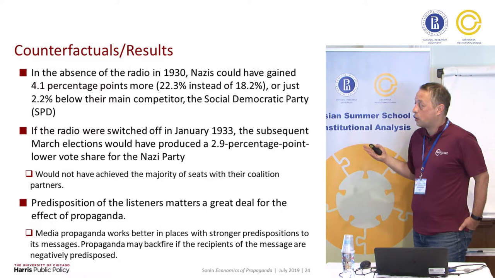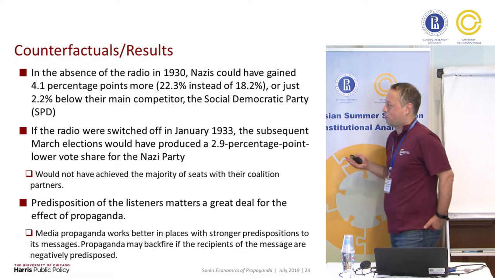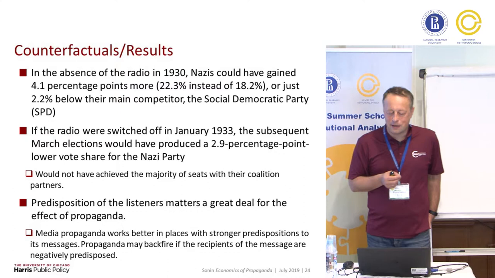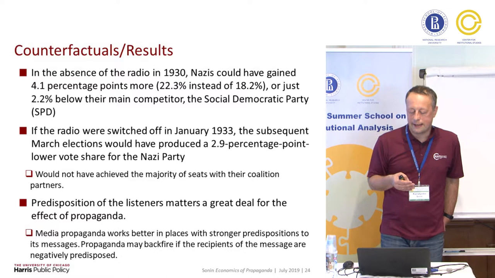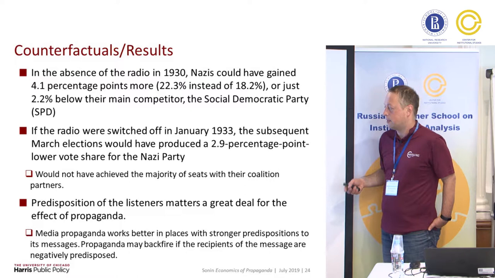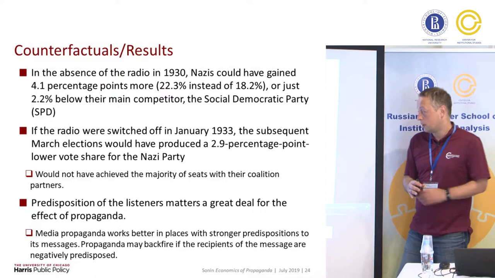And the result that we got was that if Nazis had had access to radio, they would have got about 4 percentage points more in the elections of 1930. If they wouldn't have had this access when Adolf Hitler became chancellor, then the subsequent elections would result in a 3 percentage point lower vote share for the Nazi party. So it might seem a small change, but they wouldn't have achieved the majority of seats with their coalition partners even after the exclusion of the opposition candidates.